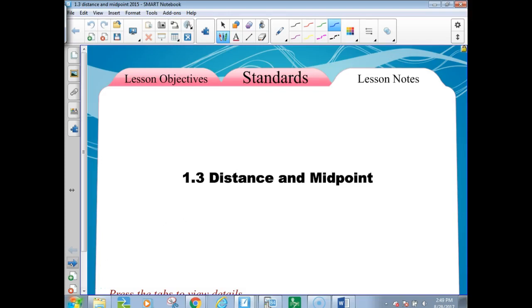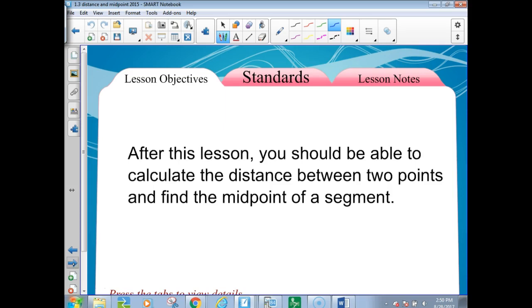All right, we have to work on an important topic, distance and midpoint. You want to have a good calculator out. You want to make sure it's in working order, ready to go. After this lesson, I'm hoping that you will be able to calculate the distance between two points and find the midpoint of a segment.